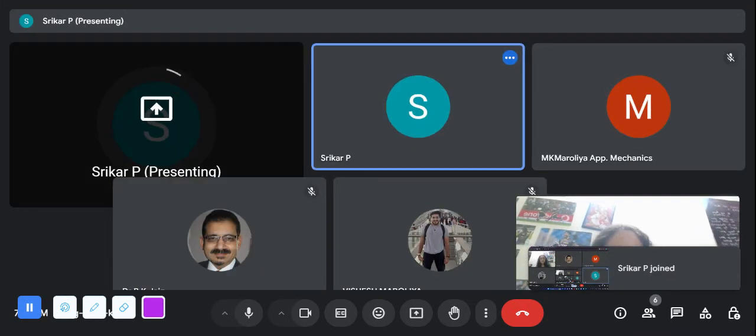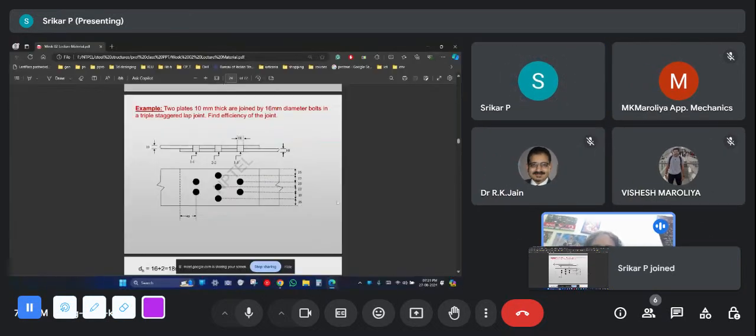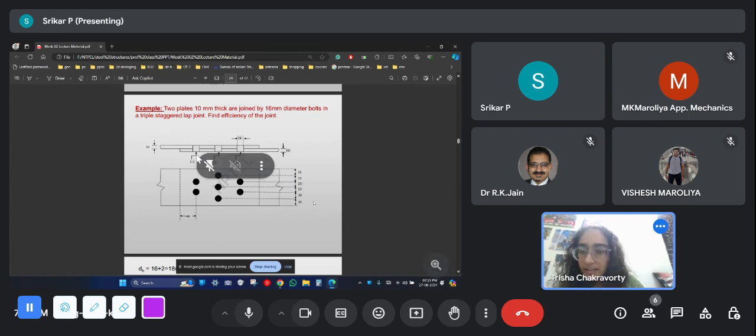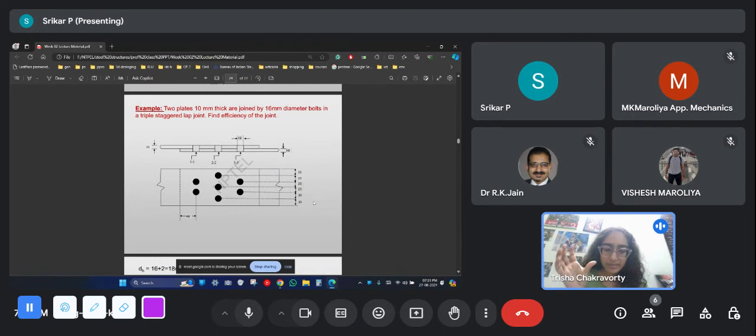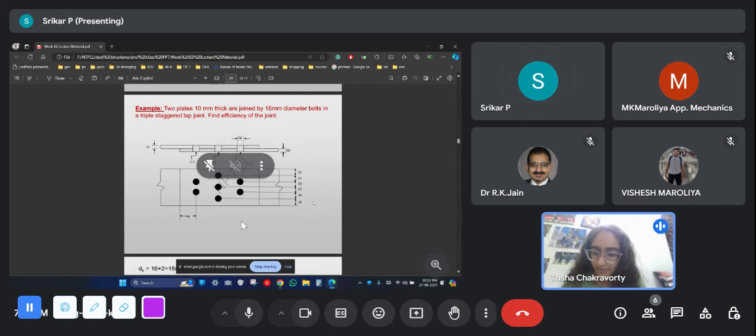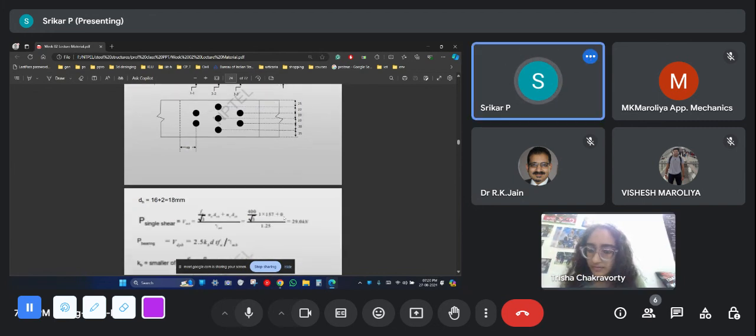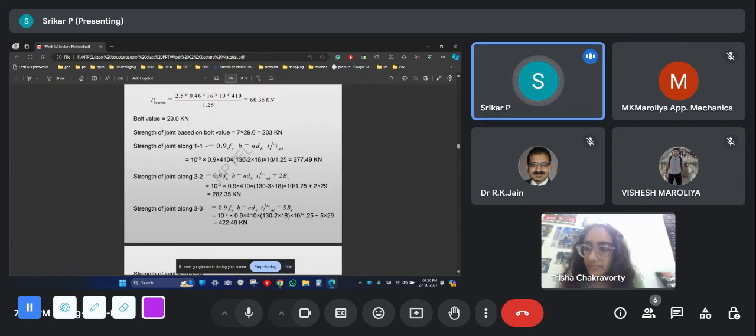Are you able to see my screen, ma'am? Yes. This is the question. We are being asked to calculate the capacity of this joint. Efficiency of the joint is a ratio between the capacity of this joint divided by the capacity of the solid plate. The solid plate capacity we can find easily. For the joint, section 1-1 is calculated in a normal manner, that is what we expect. Show the calculation. It calculated only the plate strength.